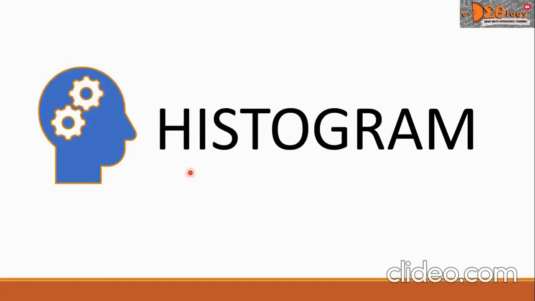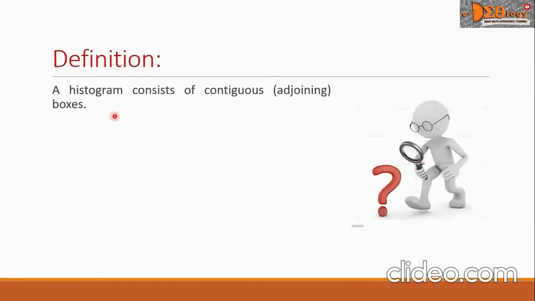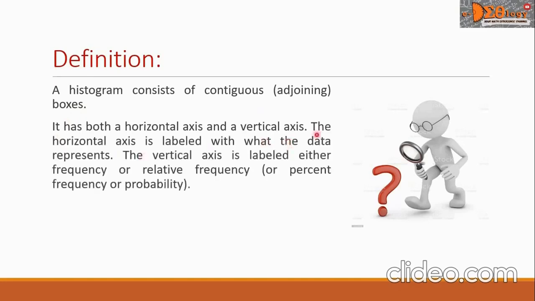Today we're going to study histogram. A histogram consists of contiguous or adjoining boxes. It has both a horizontal axis and a vertical axis. The horizontal axis is labeled with what the data represents. The vertical axis is labeled either frequency or relative frequency or percent frequency or probability.